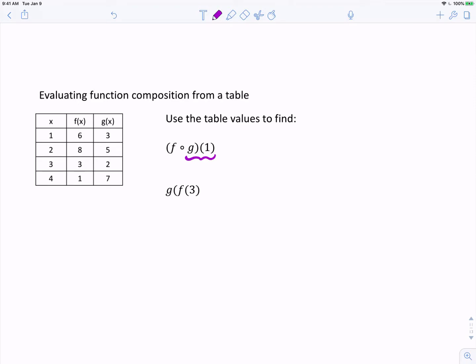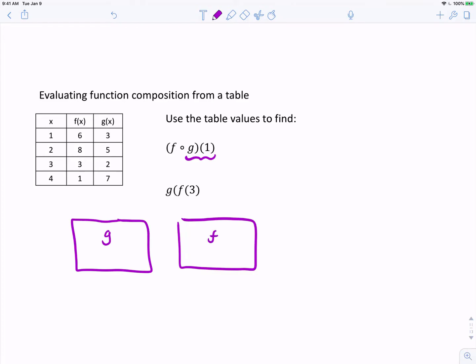So the first thing we have to do is take g and find the value of g when you input 1. And then from that answer, we're going to put that into f. I always like to draw a picture. You don't have to draw a picture. I just personally find it very helpful. So the first function we're going to apply is g, and then we're going to apply f, and then we're going to see what our final answer is. And the number we're putting in is 1.